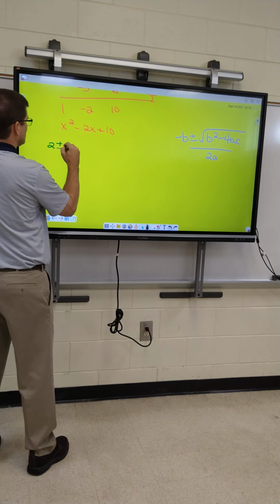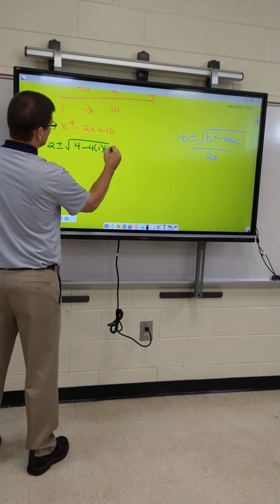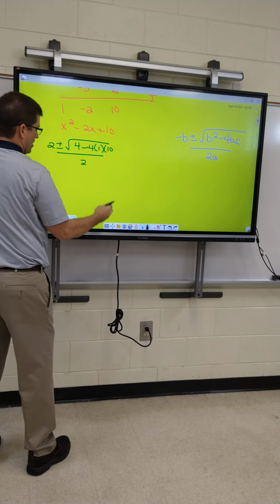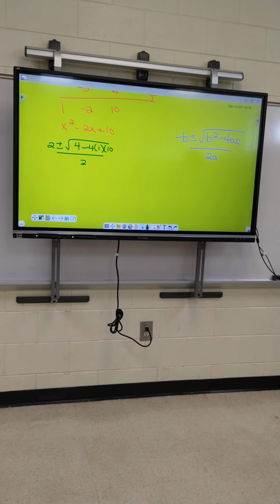Square root of negative... plus or minus 4 minus 4 times 17. Alright, that's what I got when I set it up. So now you guys use your calculator from here to get the answer. Figure out what number's up under the square root sign. So once I figure that out, what do I do? I'll show you.